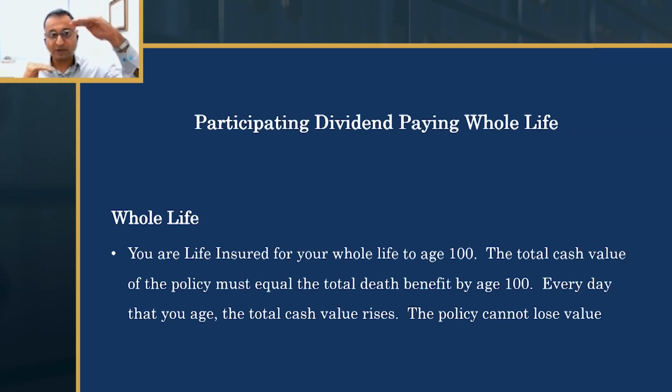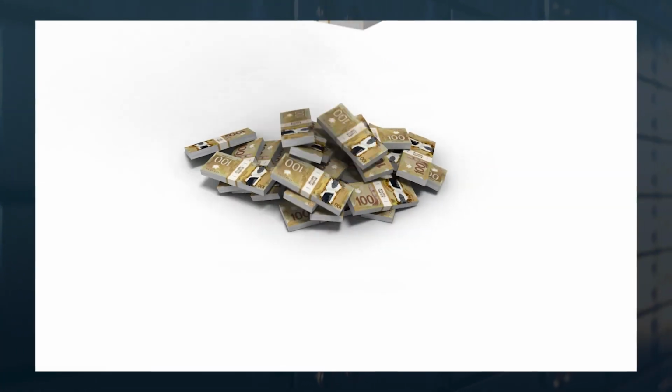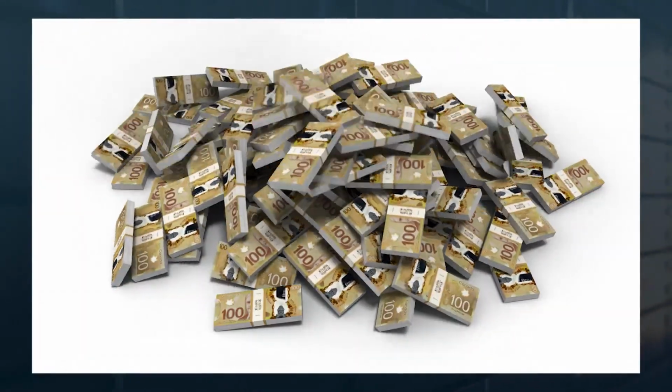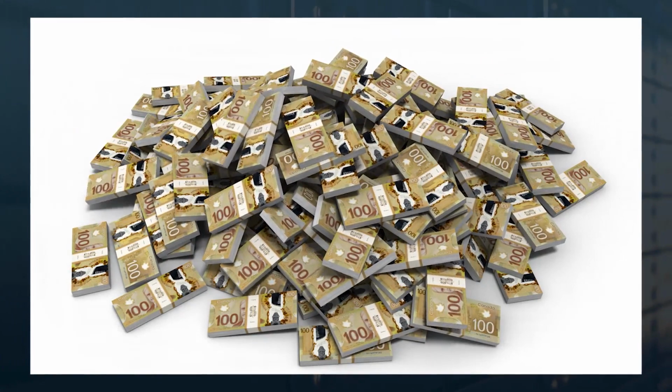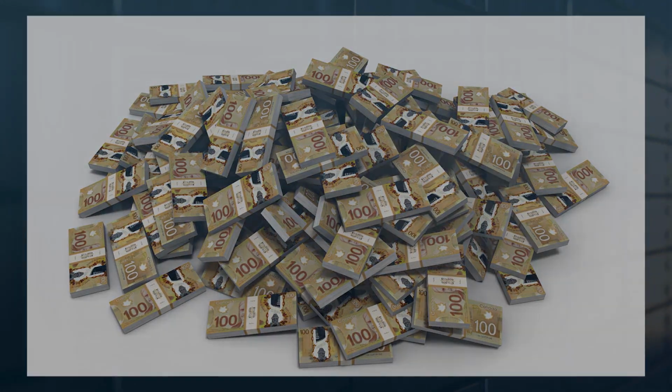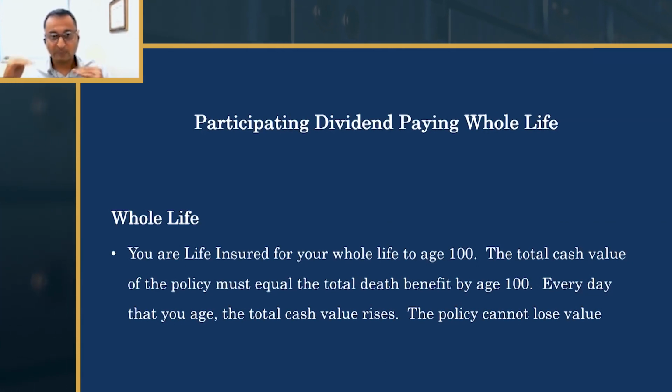And because of this contractual guarantee, my cash value increases because cash value must match my death benefit by age 100. So every day I wake up, my cash value goes up. Every day I wake up, if the stock market goes the other way, my cash values will still increase. Every day I wake up, if the stock market increases, my cash value will still increase. I wake up, the crypto market goes down, my cash values will still increase. I wake up, the crypto value goes up, my cash values will increase. I think you get the point.